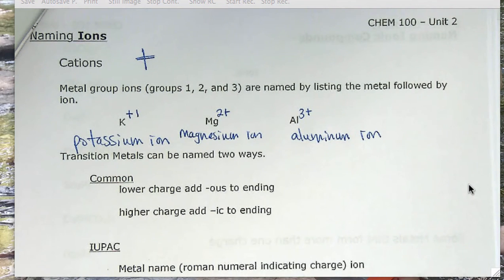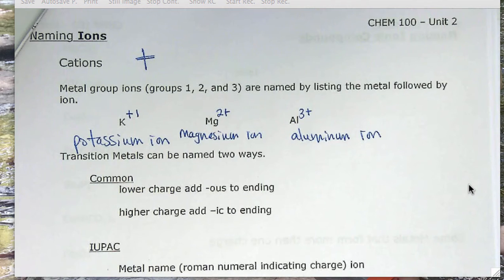So the main group metals are pretty straightforward to name. If you have an ion, you just name it whatever the metal is plus the word ion. If you leave off ion, then you might get a half point off. Okay, transition metals can be named 2 ways.